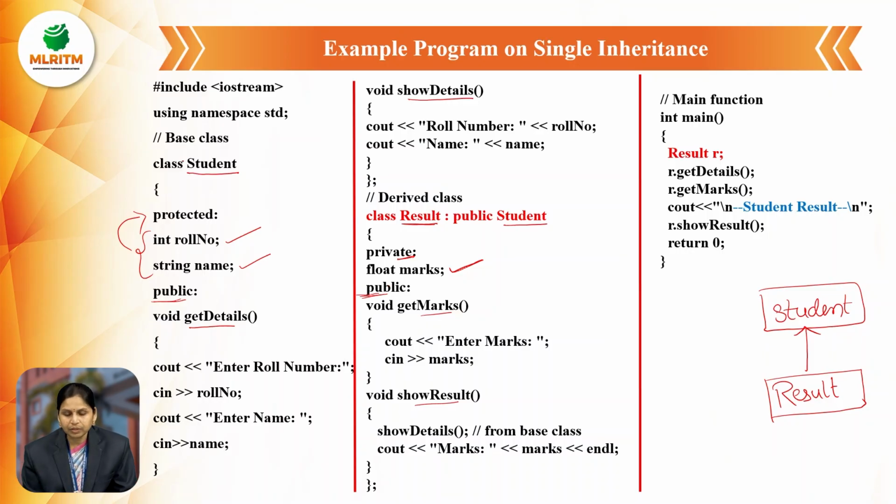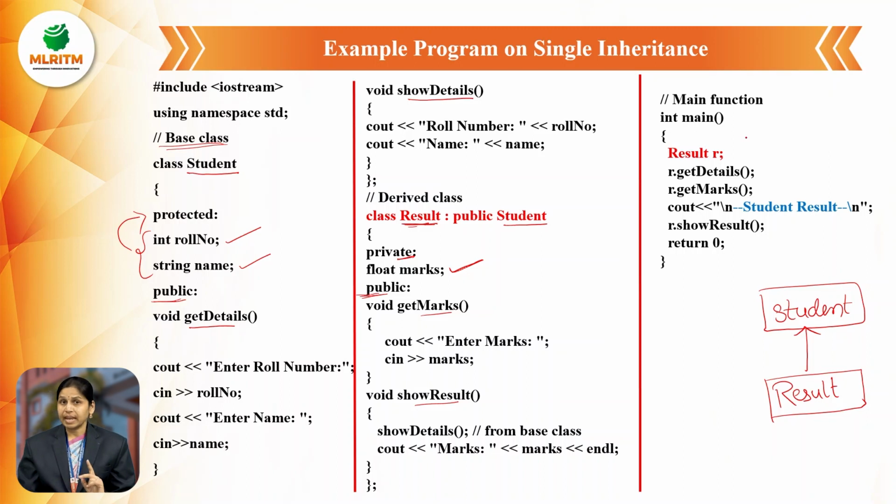So first we have to explain the base class, that is student, and next we have to define the derived class, the child class, that is result. Here the result is inherited from the parent class student. Now the student contains two variables and two methods. The child also contains two methods and one variable. Next we have to use the main function.